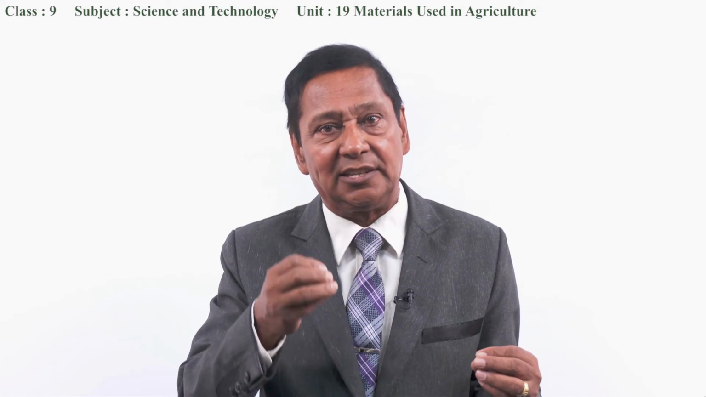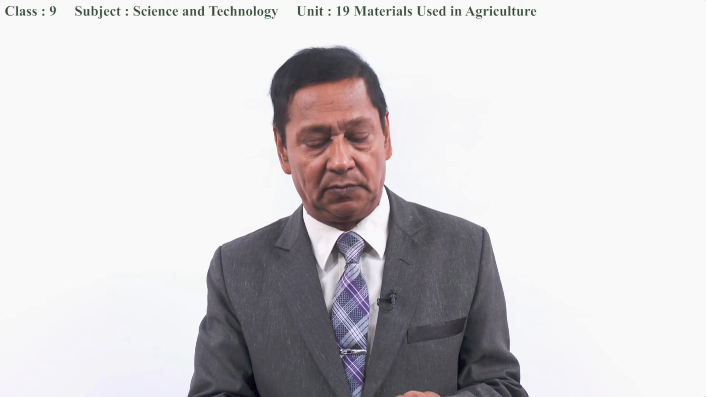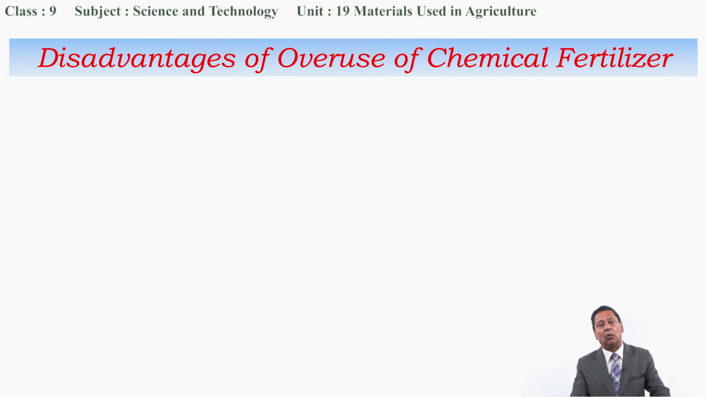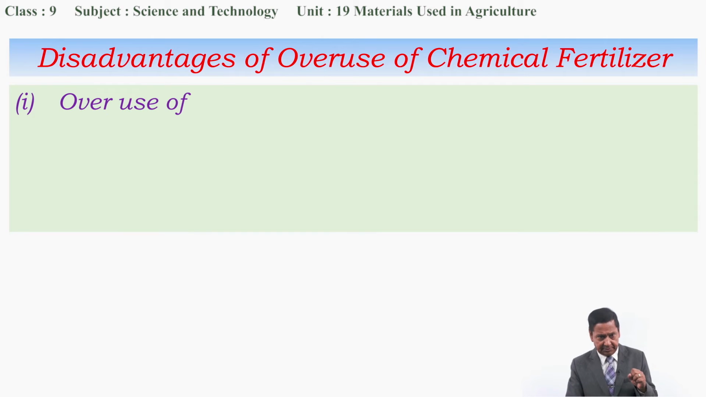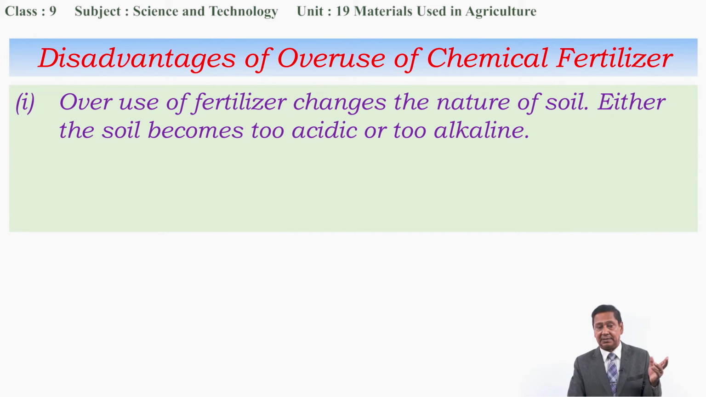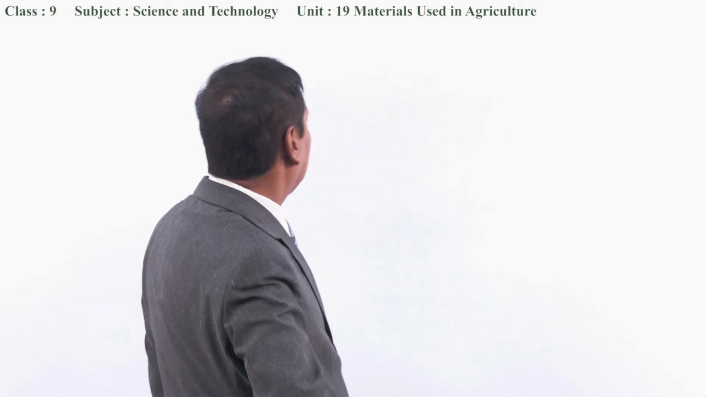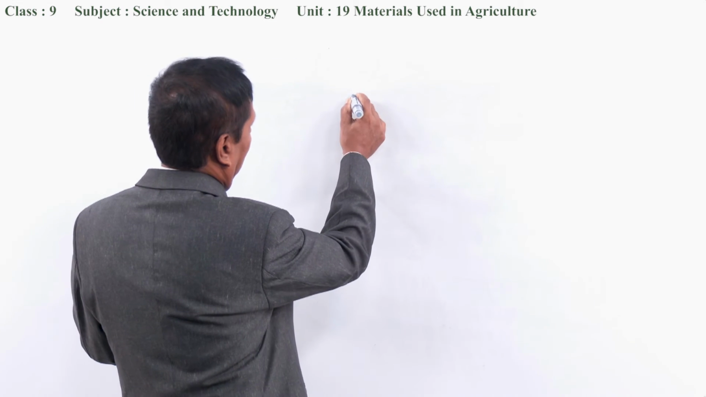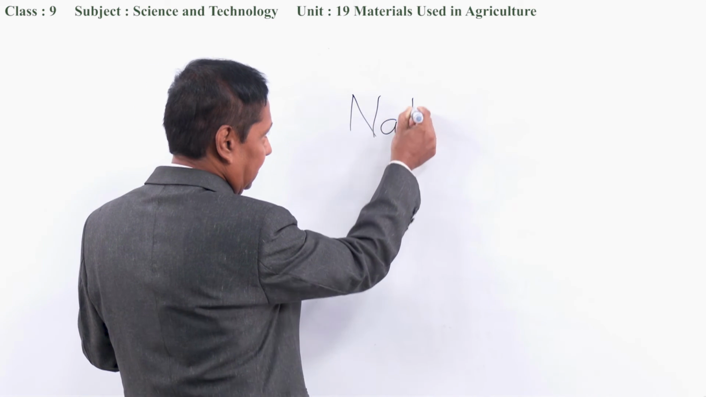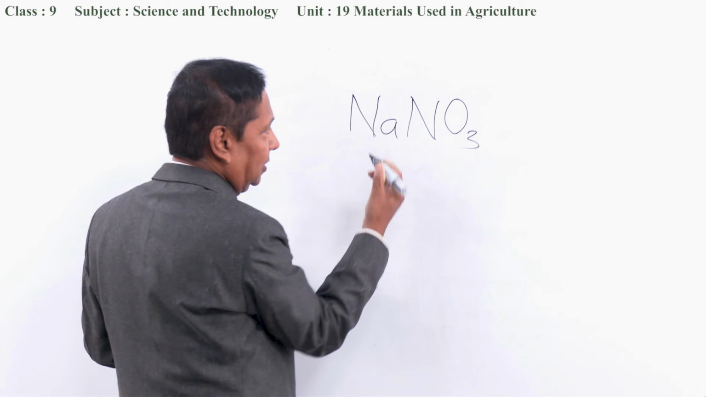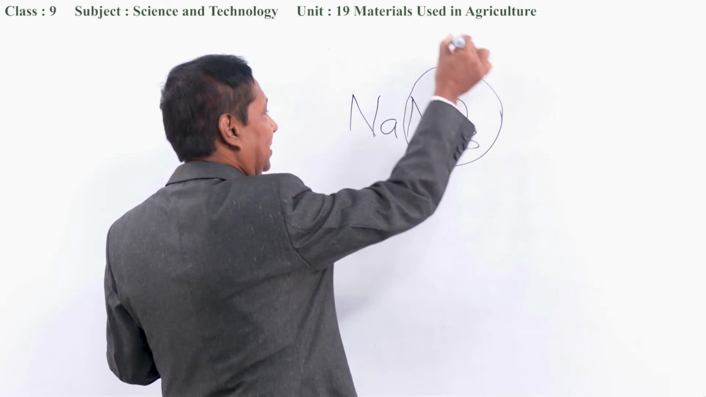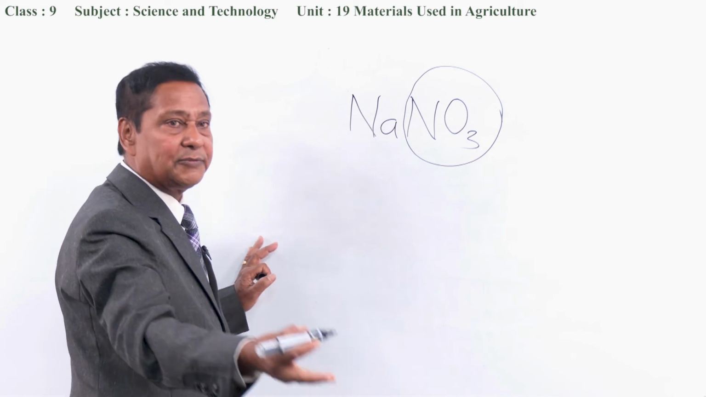I want to mention some of the problems created because of the excessive use of chemical fertilizer. What are the disadvantages of the overuse of chemical fertilizer? First, we can say that overuse of fertilizer changes the nature of soil. Either the soil becomes too acidic or too alkaline. What does it mean? If I want to give you an example, if we use sodium nitrate and a lot of sodium nitrate is used in the field, then look at this, the nitrate part will be absorbed by the plant, but sodium is left in the soil.